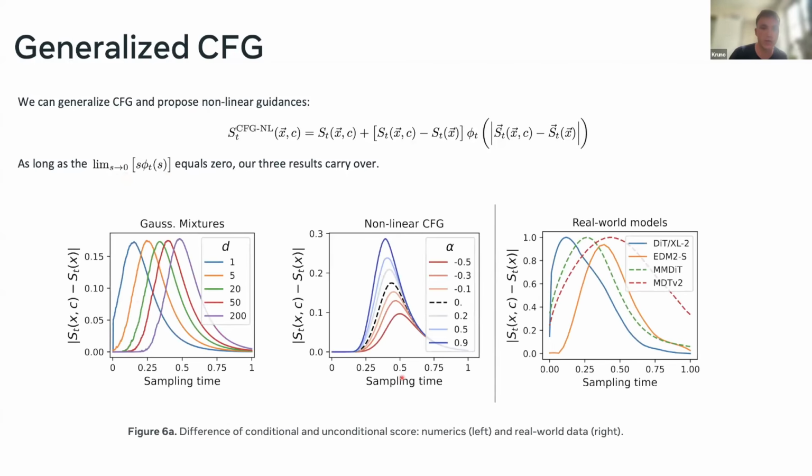What we did is look at the score difference, the norm of the difference of the class conditional and the unconditional score for Gaussian mixtures. You can see that for time equal to 1, I am at Gaussian noise, and for time equal to 0, I'm at my data. So the difference is going to be very small at the beginning, because both the conditional and the unconditional part start from the standard Gaussian.